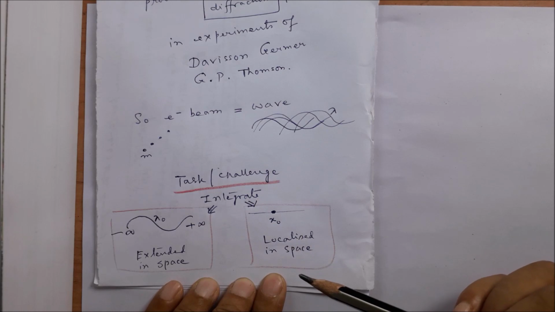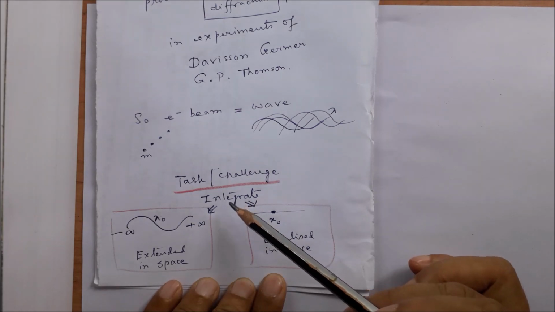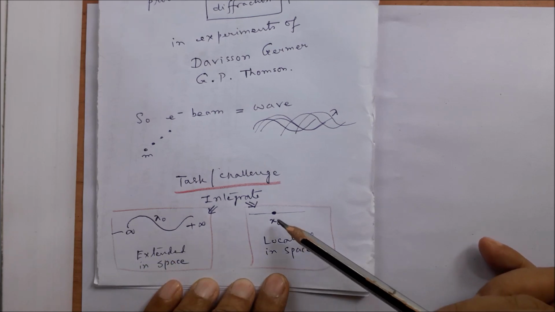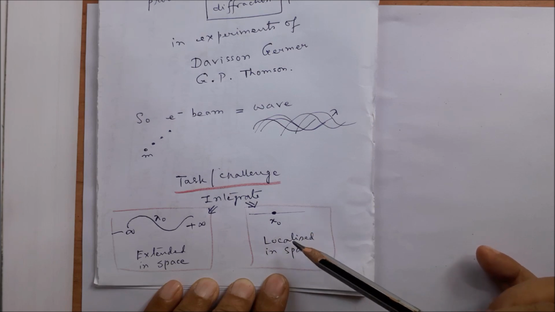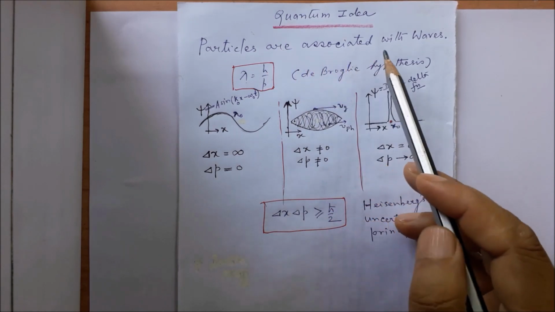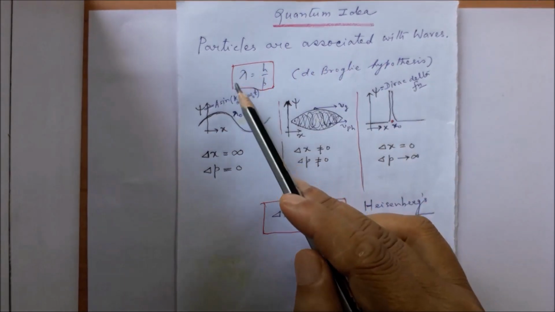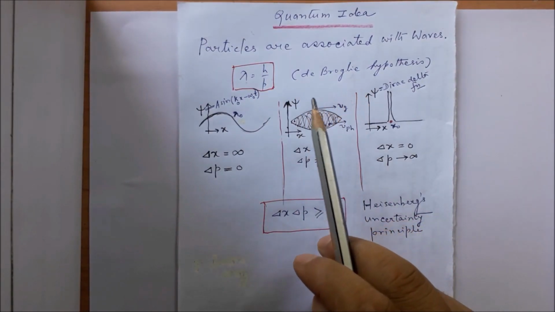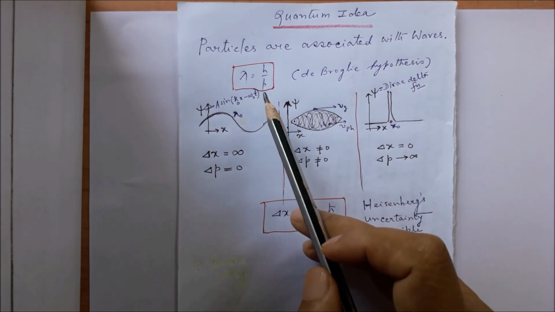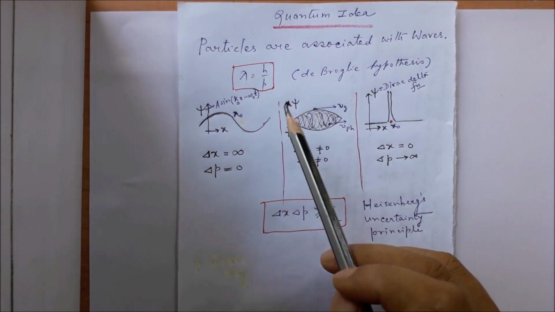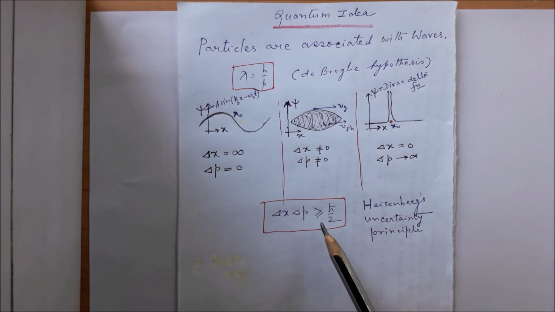Now the task is to integrate the idea of a wave, which is an extension in space, with the idea of a particle, which is localization in space. Particles are associated with waves through the de Broglie relation lambda equal to h by p, and the particle character, which is localized in nature, is associated to the wave character, which is extended in nature, by the Heisenberg uncertainty relation delta x delta p greater than or equal to h cross by 2.